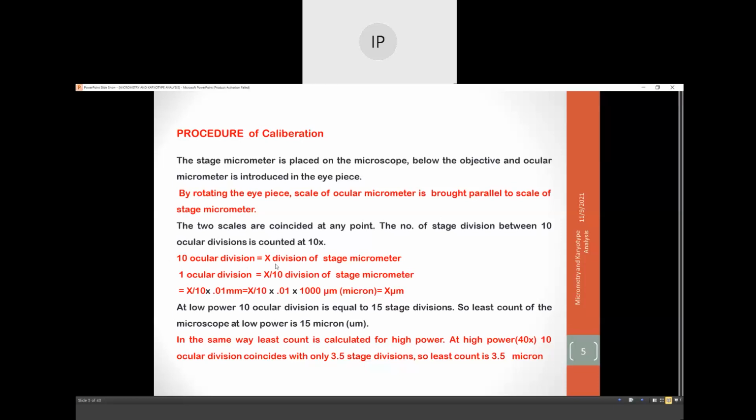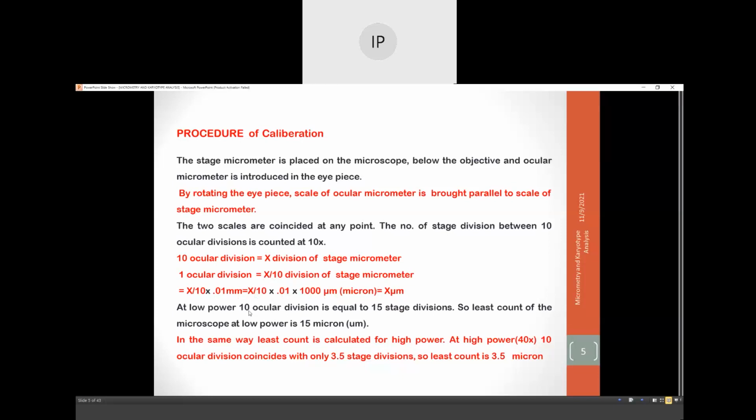10 ocular divisions are equal to x divisions of stage micrometer. So 1 ocular division will be equal to x by 10 divisions of stage micrometer, that will be x by 10 multiplied by 0.01 millimeter, that is x by 10 multiplied by 0.01 multiplied by 1000 micrometer, that will be x micrometer.